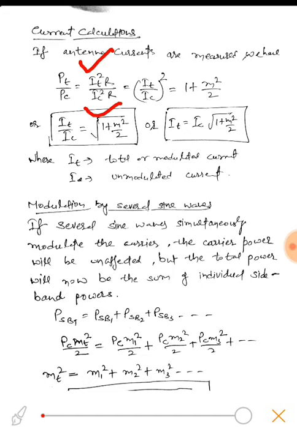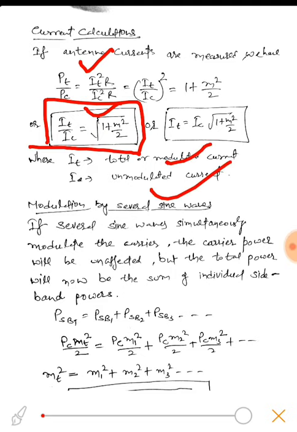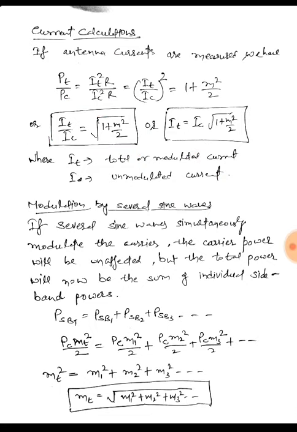So the ratio of total current upon carrier current would come out to be IT upon IC equal to under root 1 plus m square by 2, where IT is the total modulated current and IC is the unmodulated current, that is, the current in the carrier. So if we are given the currents, we can also find out the modulation index.